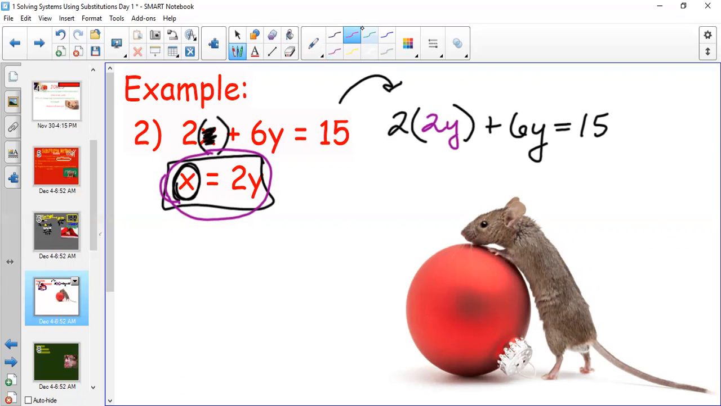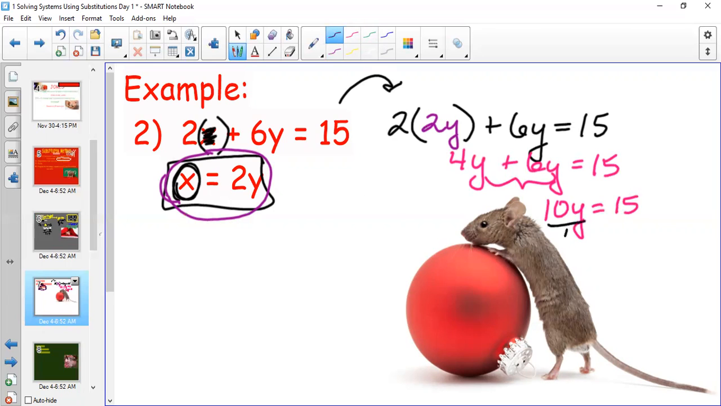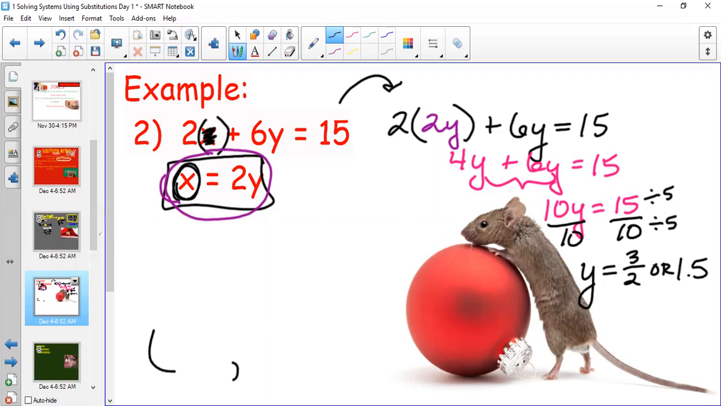All right, so let's solve this equation. 2 times 2y is 4y plus 6y equals 15. 4y plus 6y, well, that's 10y equals 15. And if I divide by 10 here, I would get 15 over 10, but if I simplify that by dividing them both by 5, that would give me 3 over 2, or 1.5. Again, keep in mind, our answer should be a point, and we just found y. So y is 1.5.